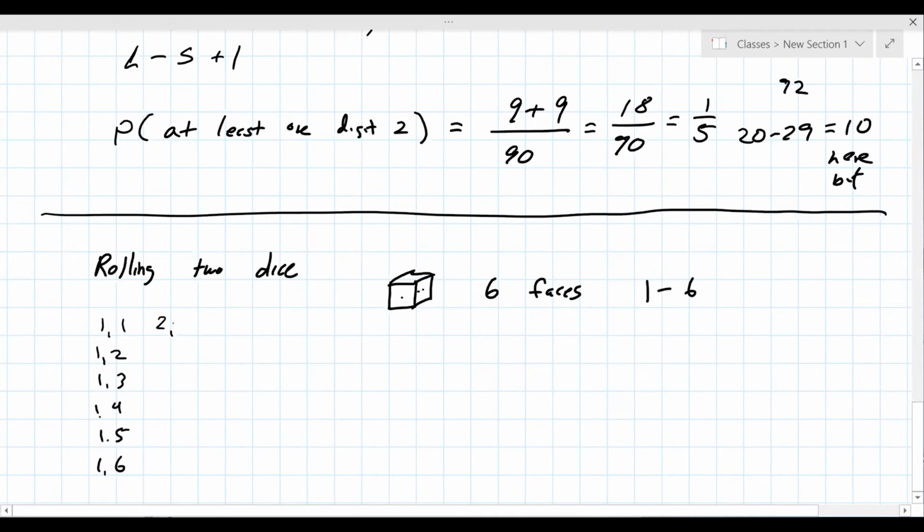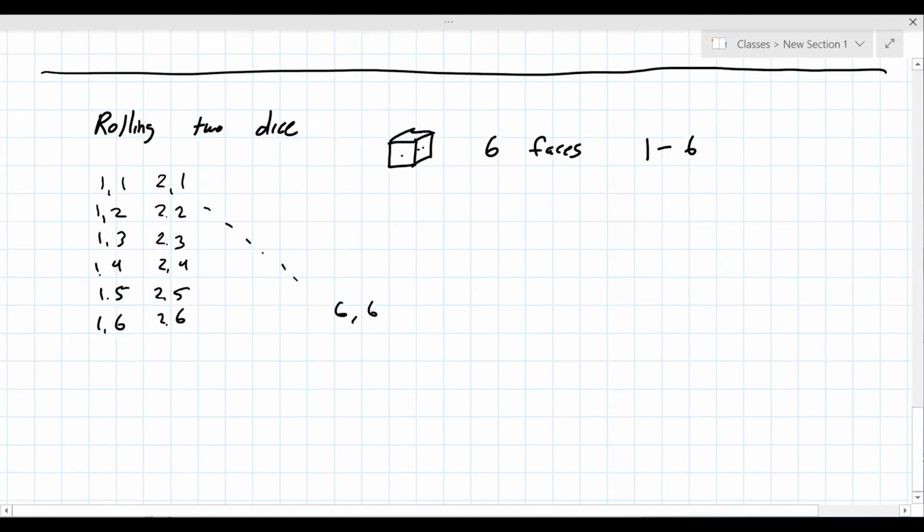Or you could get a 2 and a 1, a 2 and a 2, a 2 and a 3, a 2 and a 4, 2 and a 5, 2 and a 6, and so on. So we get all of these up to a 6 and a 6 as a possibility. So we might be interested in knowing a lot of things about rolling 2 dice. We might be asked, hey, what's the probability that if you roll 2 dice, the sum is 5?